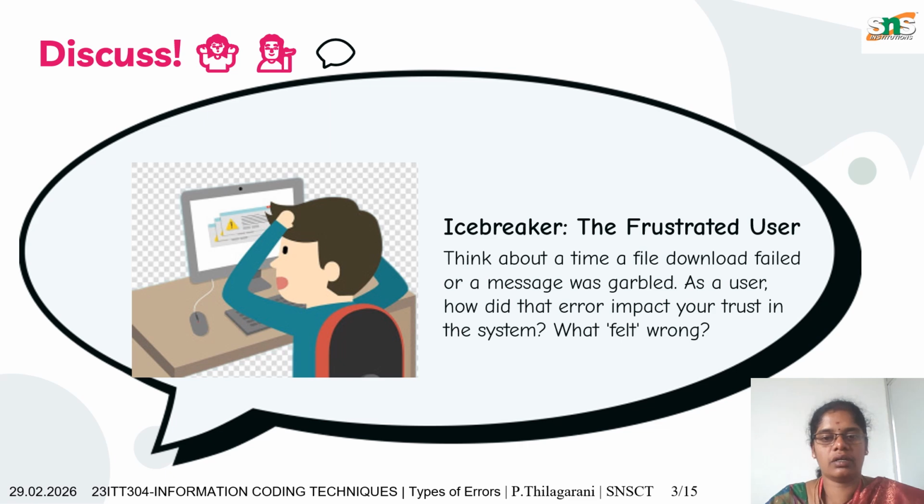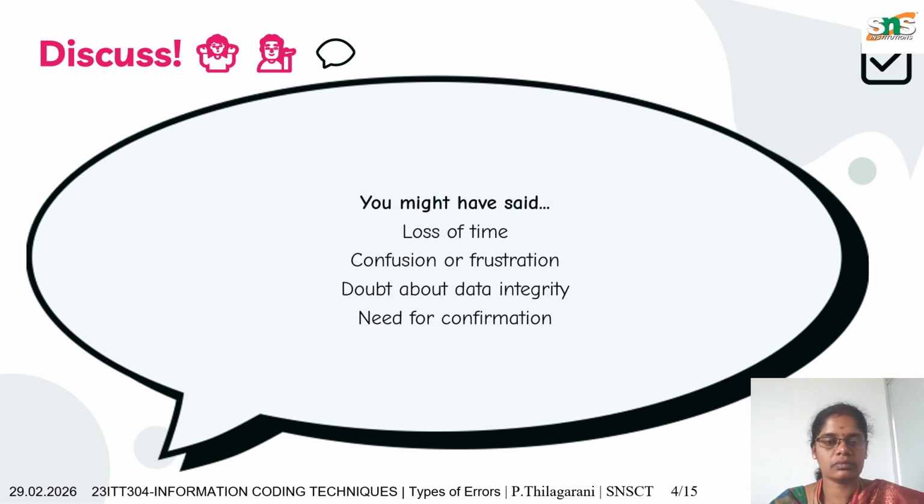In discussion, first, the icebreaker: the frustrated user. Think about a time a file download failed or a message was garbled. As a user, how did that error impact your trust in the system? What felt wrong? Next discussion: you might have said loss of time, confusion or frustration, doubt about the data integrity, need for confirmation.